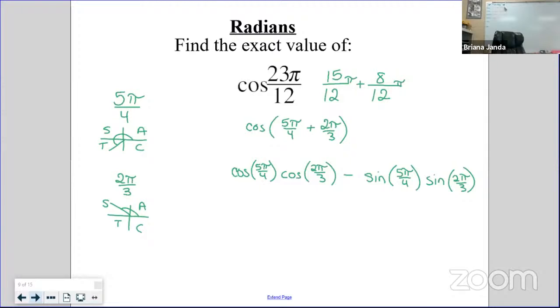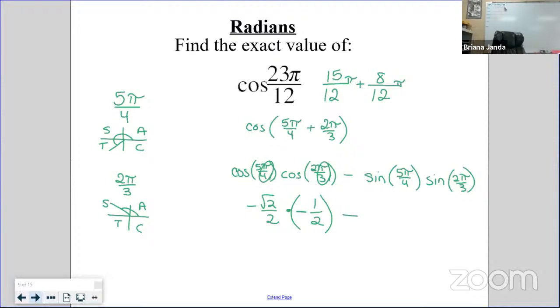Okay, so cosine of 5 pi over 4 in quadrant 3 is negative. My reference angle being pi over 4, cosine of pi over 4 is square root of 2 over 2, negative because it was in quadrant 3. Cosine of 2 pi over 3. 2 pi over 3 is in quadrant 2. Cosine is negative, so this one again is going to be negative. Reference angle is pi over 3. Cosine of pi over 3 is 1/2. What I really want you to get out of this one is the signs. Are we all okay so far with my signs? Minus, and we move on to the next part of it.